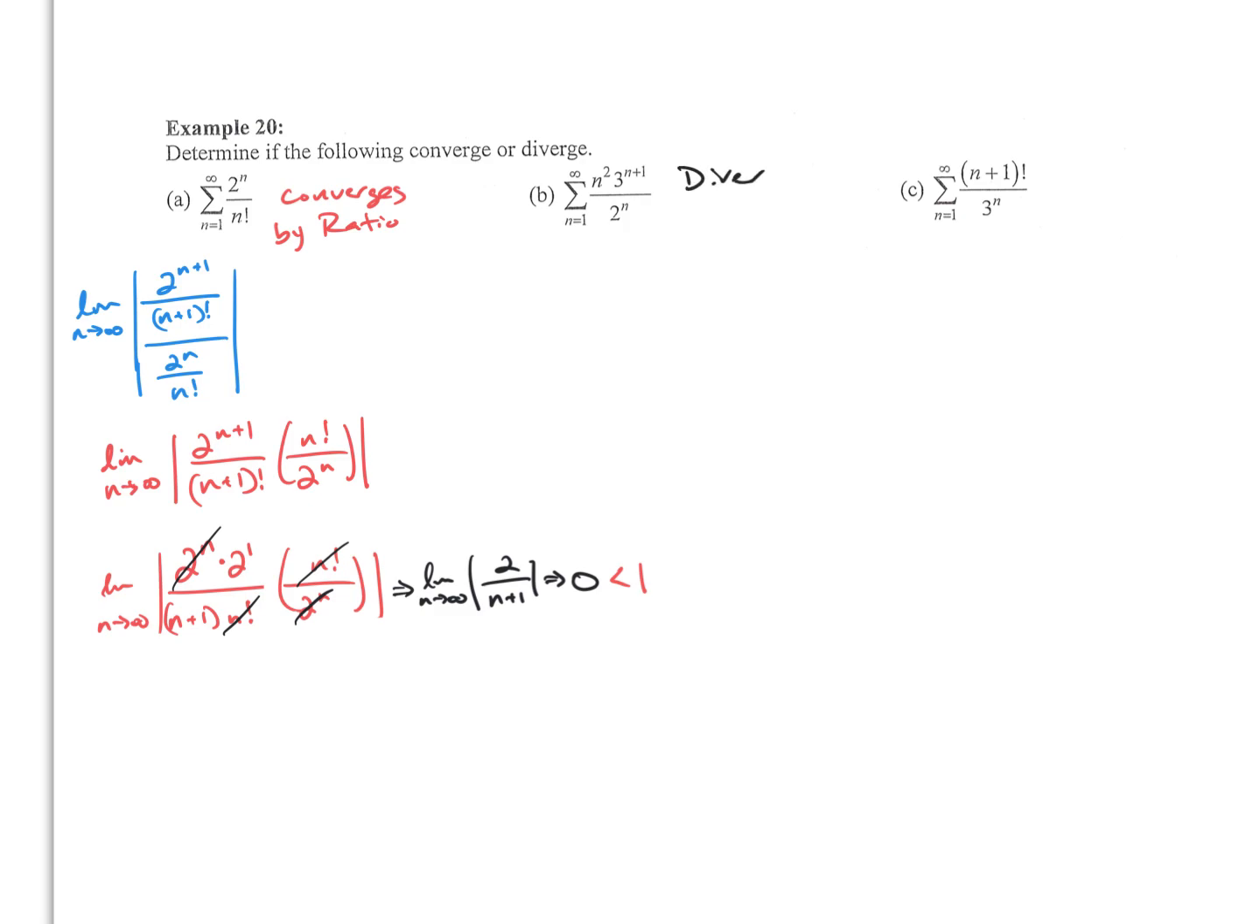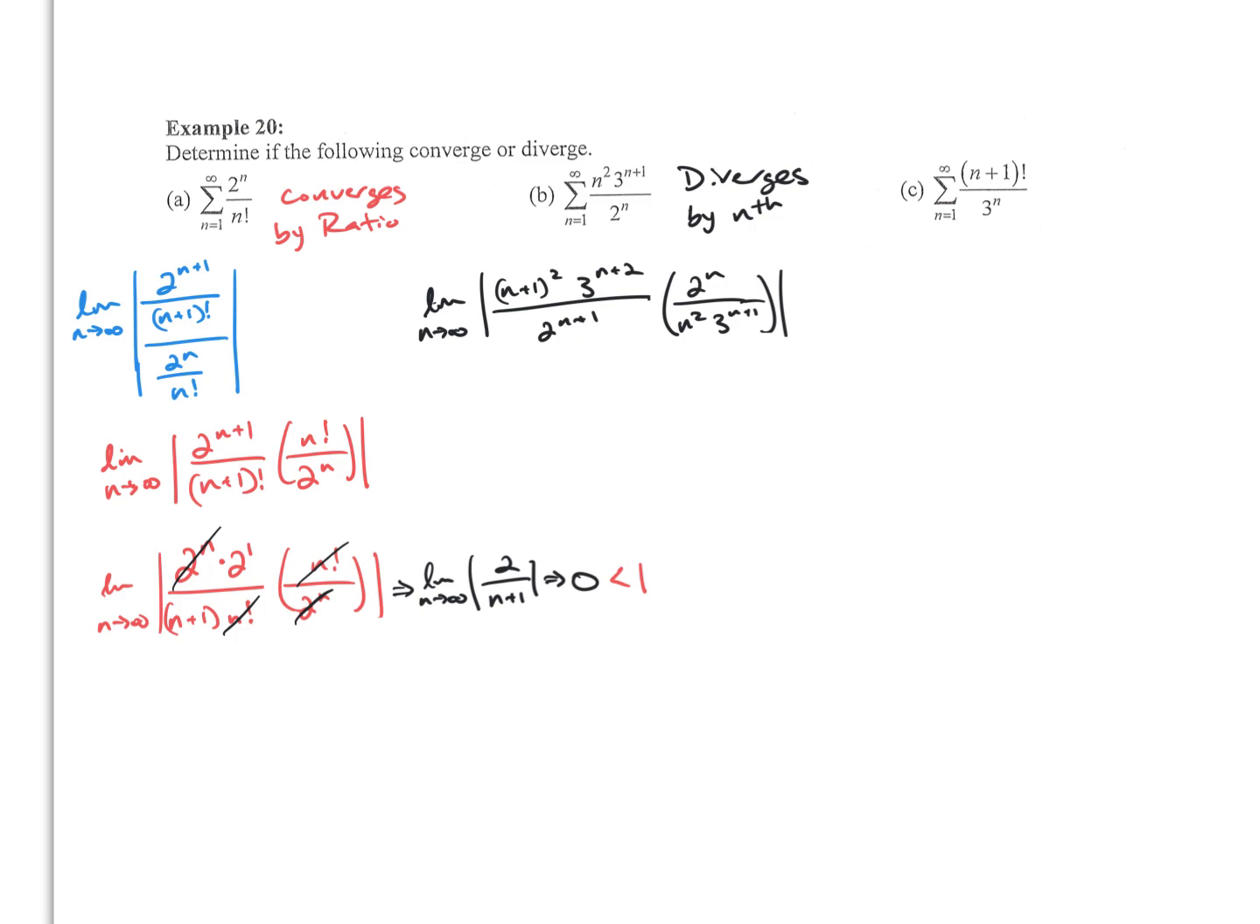I'm going to actually do this problem because I want to practice ratio. But this one diverges why? By nth. We're going to actually diverge it by ratio too in just a second, but this one diverges by nth. All right, so now we're going to practice. So now we have a limit as n approaches infinity, we're going to get the next term. So now we end up having n plus 1 squared times 3 to the power of n plus 2 over 2 to the power of n plus 1, and then times 2 to the power of n over n squared times 3 to the power of n plus 1. All right? I personally just multiply by its reciprocal right away.